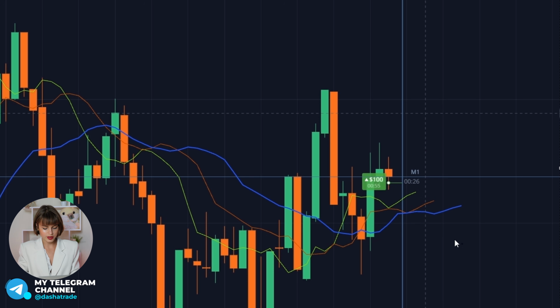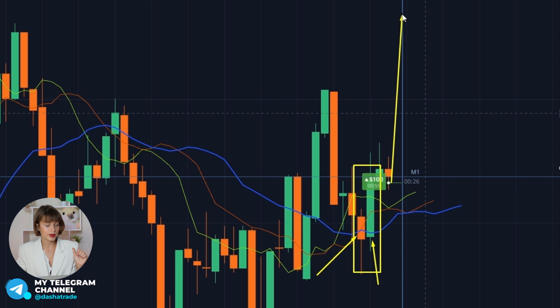And if we look at the candles, we can see the bullish engulfing candlestick pattern here, a pattern consisting of two candles, where the second one completely engulfs the previous red candle. This pattern indicates the buyer's dominance at the moment and accordingly the continuation of the upward movement.